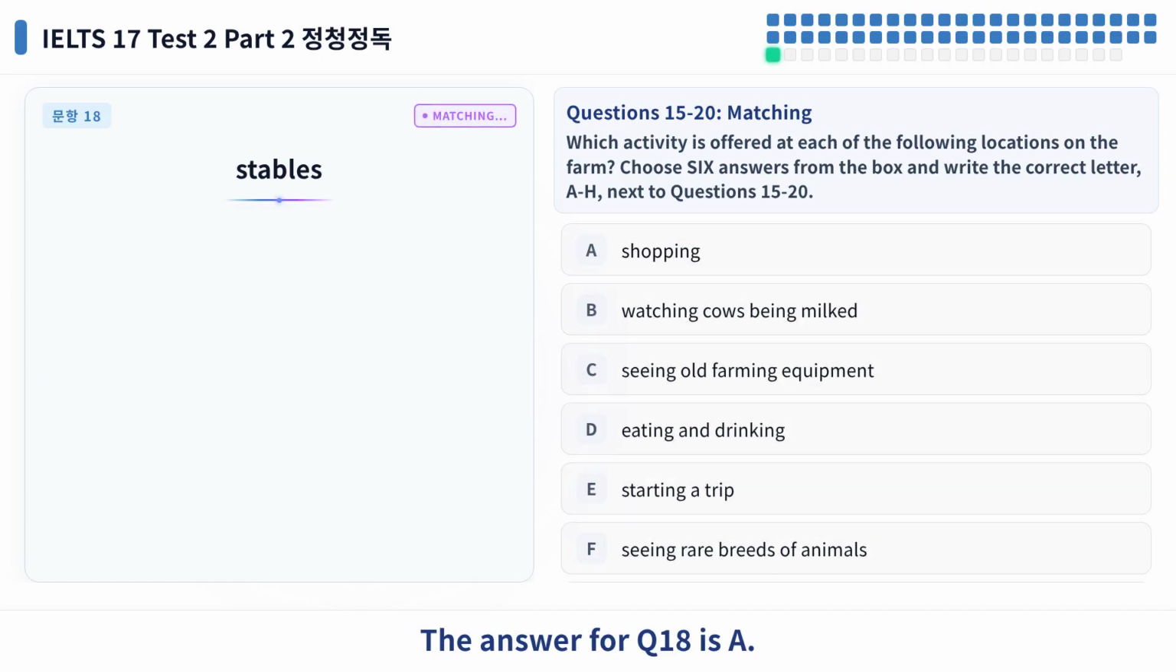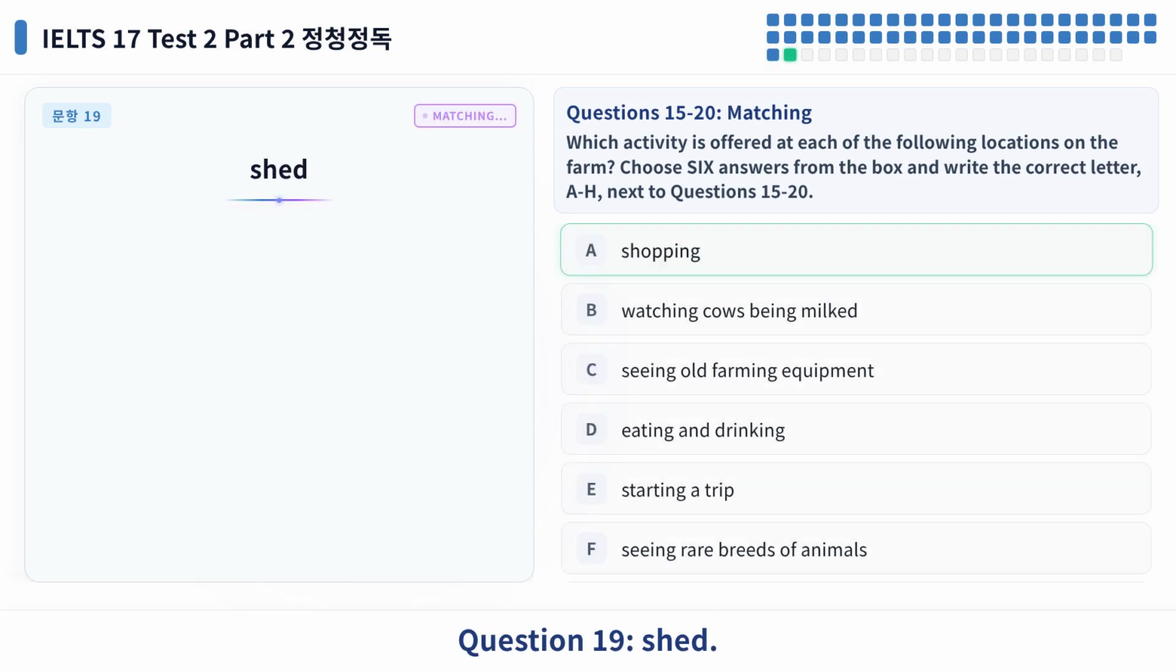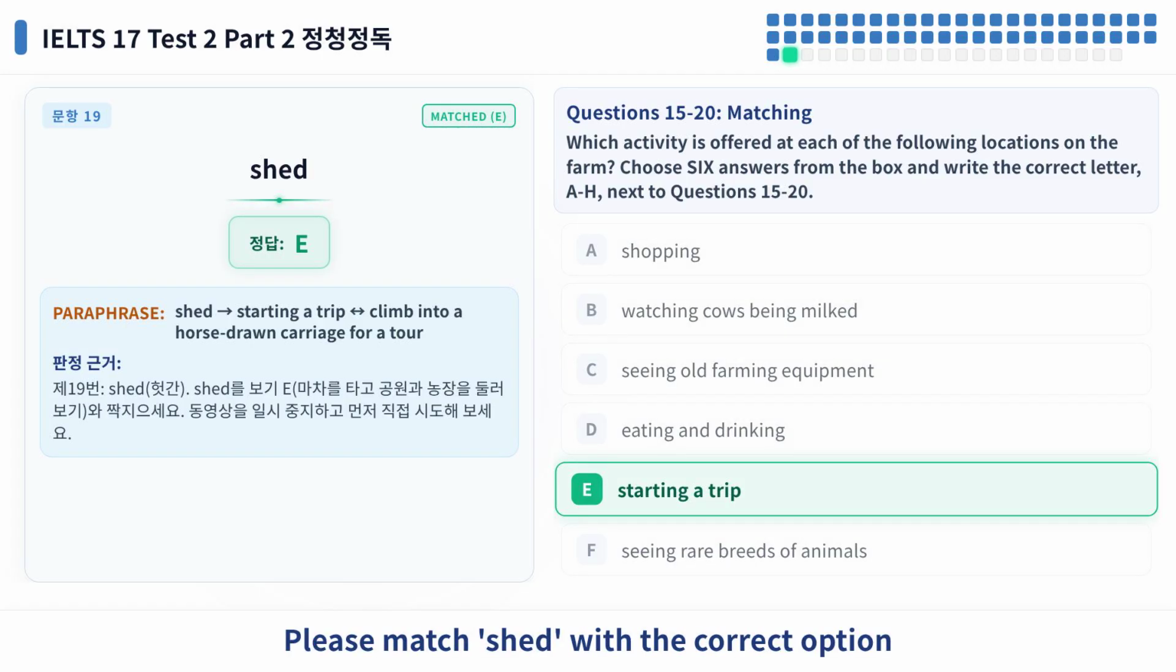Question 19. Shed. Please match shed with the correct option from the list. Pause the video and try it yourself first. The key word is shed. We expect the audio to describe its location or a related activity.